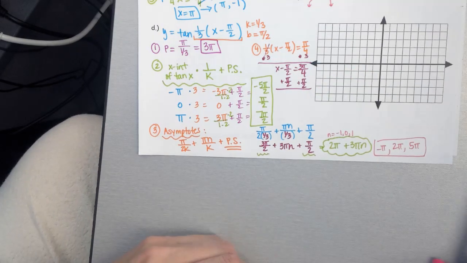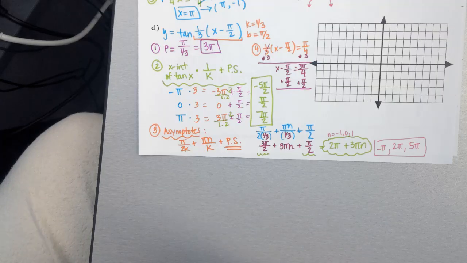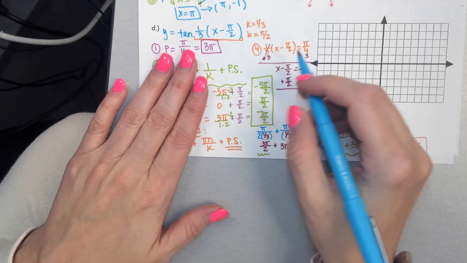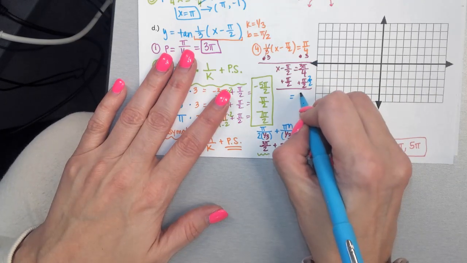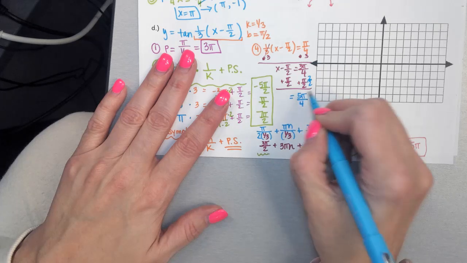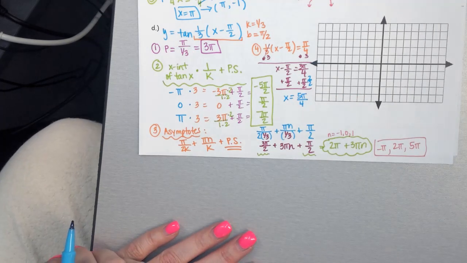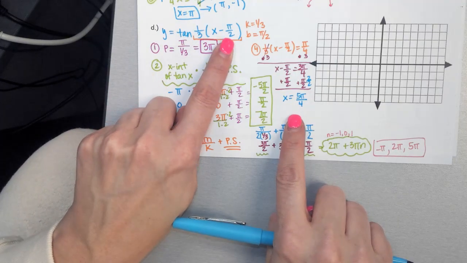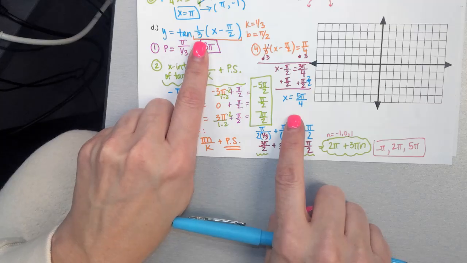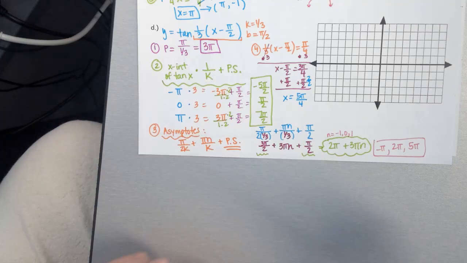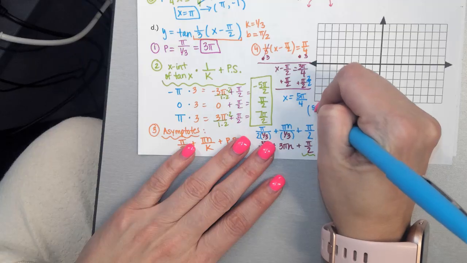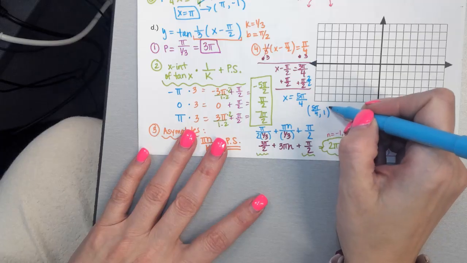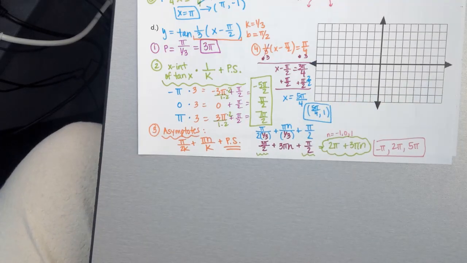Okay, so when you're adding 3 pi over 4 to pi over 2, you just need a common denominator. So 3 pi plus 2 pi is going to be 5 pi. Denominator stays the same. You can always verify by plugging this in. If you plug in 5 pi over 4 and you subtract pi over 2 and then you multiply by 1/3, you will get pi over 4. And anytime you do the pi over 4, you're going to get 1. So this is going to be a point on your graph.